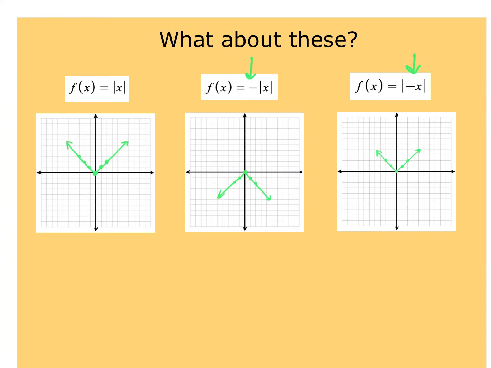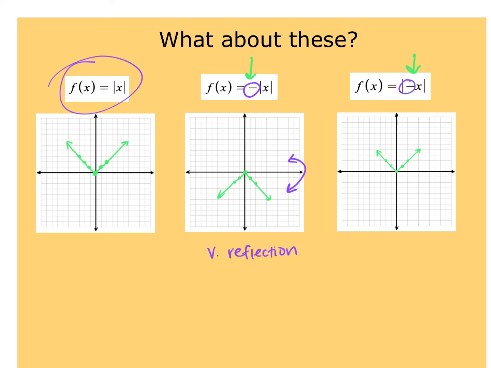All right, taking a look at our parent function, the absolute value function, we have a V shape. Multiplying by a negative on the outside is going to flip that V upside down. Vertical reflection, flipping it upside down.